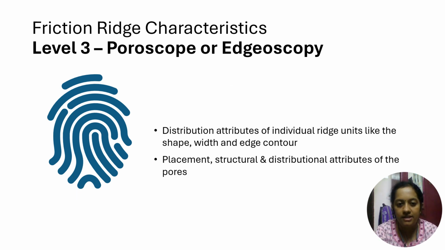Next is level 3. Level 3 is all about poroscopy or edgeoscopy. The distribution attributes, attributes being otherwise called parameters. The distribution parameters of individual ridge units like the shape, width and edge contours are studied in poroscopy. The placement, structural and distributional attributes of the pores are also dealt with in poroscopy.